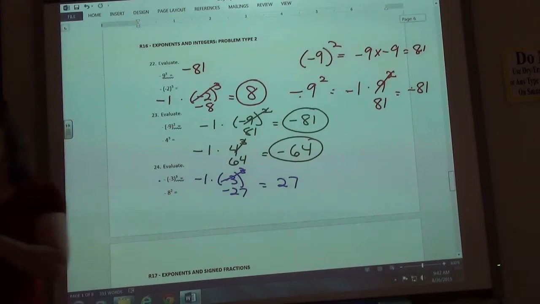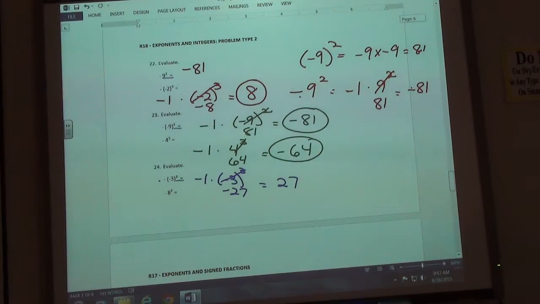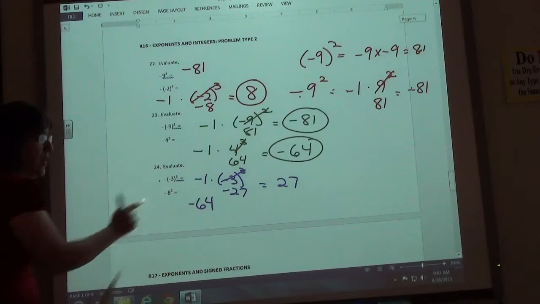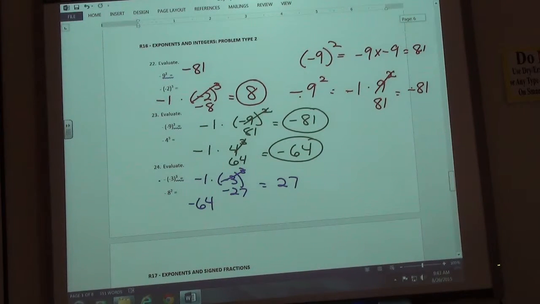The bottom one, what did we get for that one? Negative 64. Because it only has that one negative in front, it's not in the parentheses, so it only counts once. And since I just have one negative, it's going to stay negative.